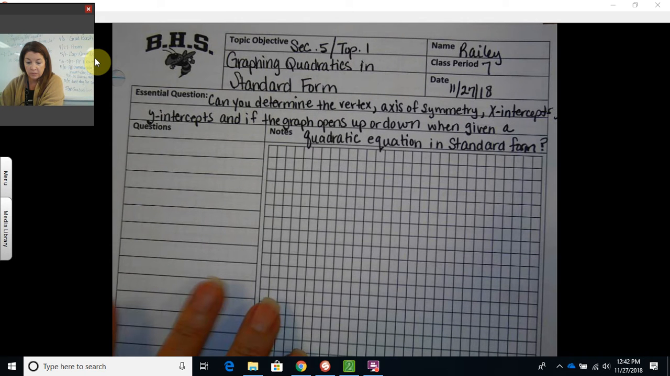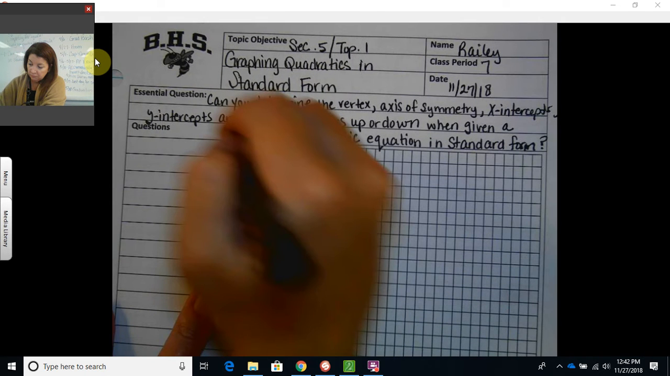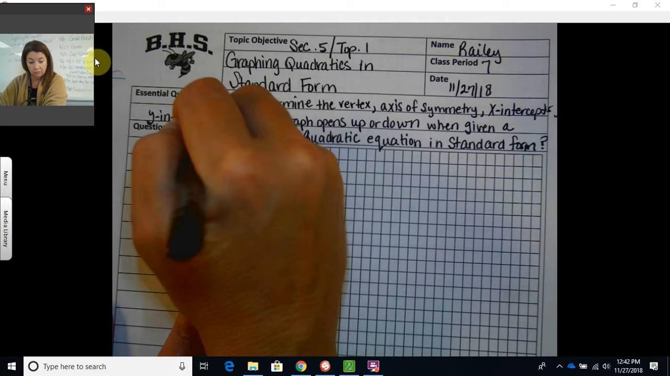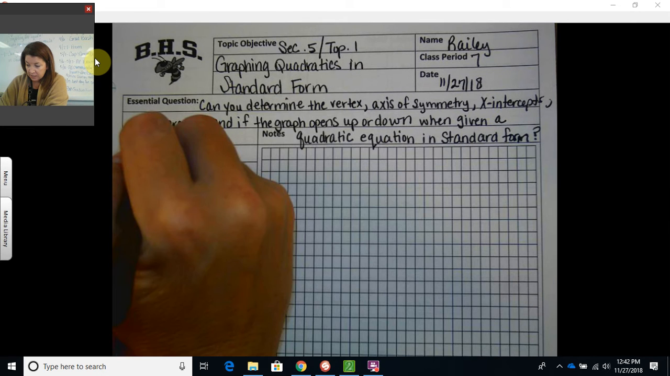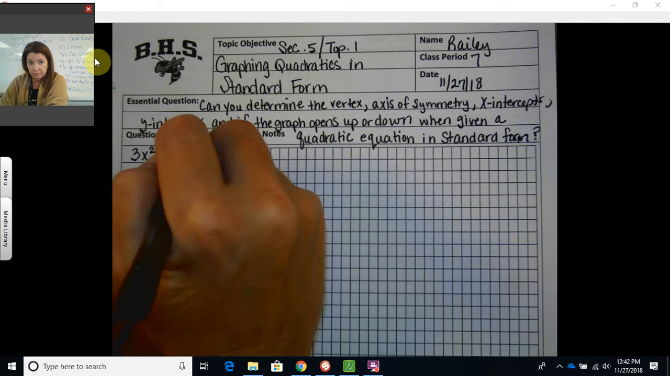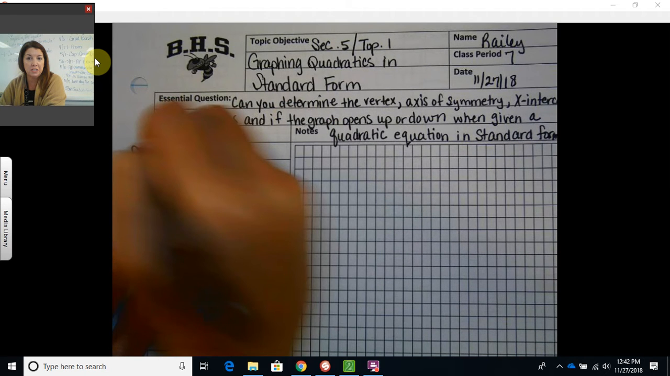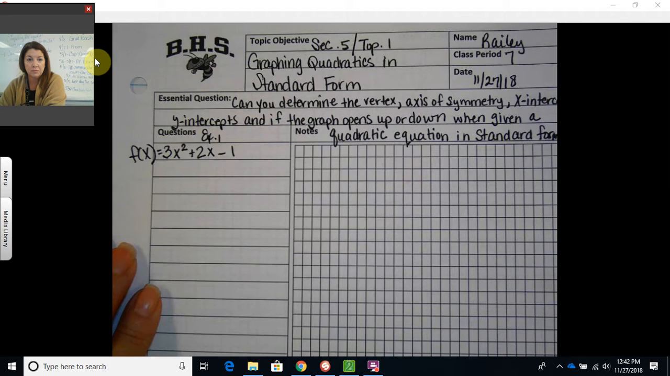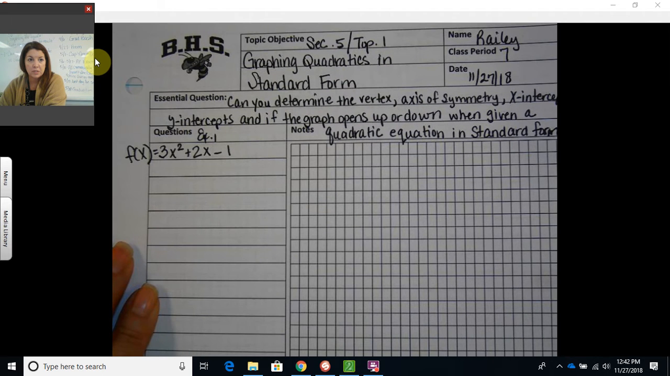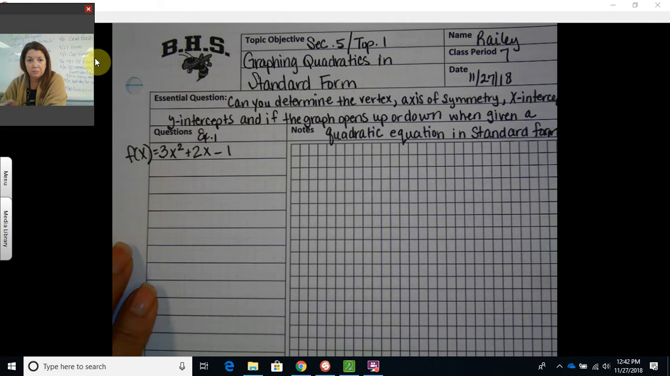Example 1. We have 3x squared plus 2x minus 1. I'm going to put the f of x on the left. You can put it on the right. It doesn't matter, but usually you see it on the left. So you could have f of x there, or y means the same thing, right?